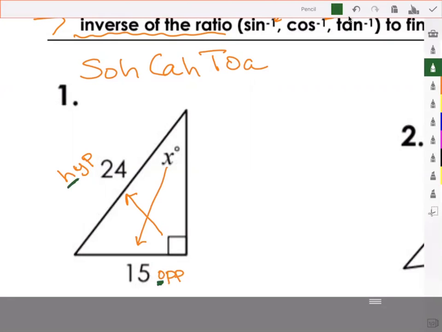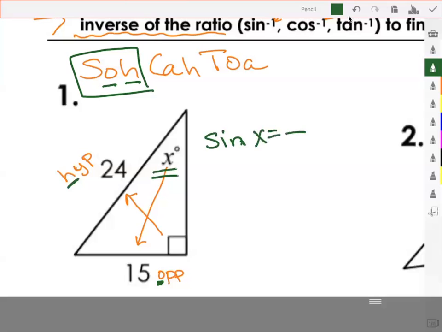So does SO, CA, or TOA have an H and an O in it? SO does. It has an H and an O in it. So it goes with sine. So sine, and I'm just going to set this ratio up like we've done the last couple of days. Next to sine, you always put your angle measure, and in this case, it's X. That's what I'm solving for. And then opposite over hypotenuse. So opposite is 15, hypotenuse is 24. Questions on setting up the ratio before I show you how to do it in the calculator, how to solve it?